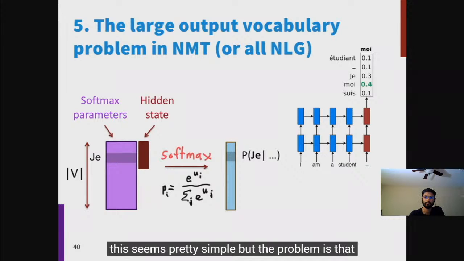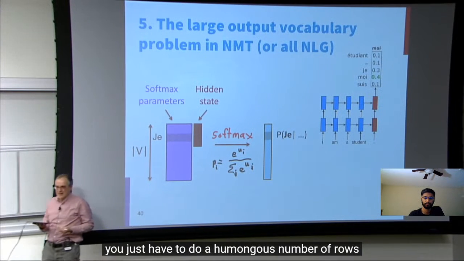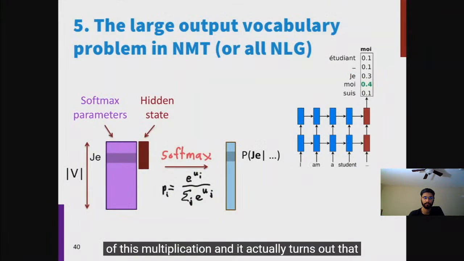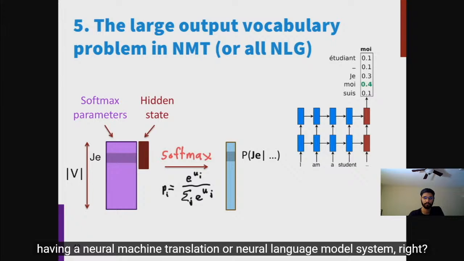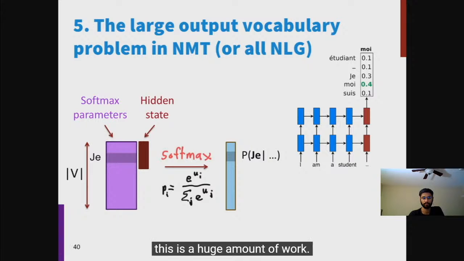And this seems pretty simple, but the problem is that to the extent that you have a humongous vocabulary here, you just have to do a humongous number of rows of this multiplication. And it actually turns out that doing this is the expensive part of having a neural machine translation or neural language model system, right? The LSTM might look complicated and hard to understand, but it's relatively small vectors that you multiply or dot product once, and it's not that much work. Whereas if you have a huge number of words, this is a huge amount of work.